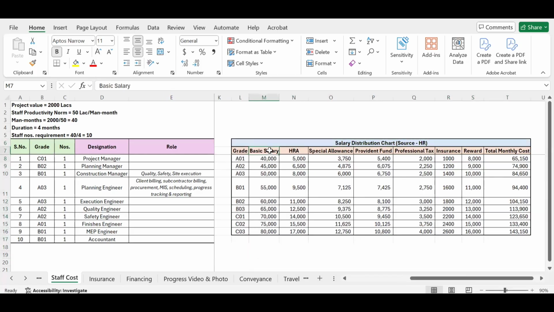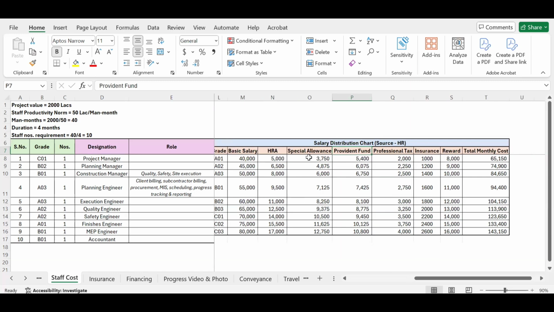Then with respect to grade, they will have certain basic salaries. Then they will have their house rent allowance, okay, which will be some percentage of the basic salary. Then some special allowance might be given depending on the location that your staff will be situated in. Okay. Then provident fund, it will be again dependent on your basic salary. Then some professional tax will be included. Then some insurance policies might be there. Then some rewards or bonuses or appraisal will be added in the salary. Then you have to add all these components to get the total monthly cost, which will be your gross salary.